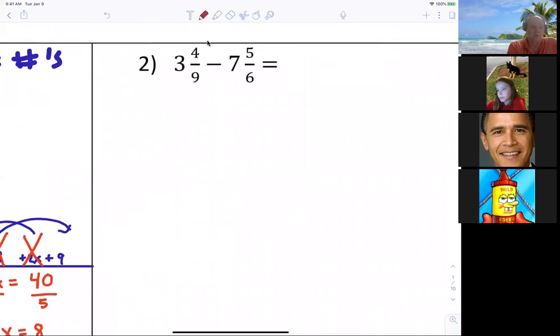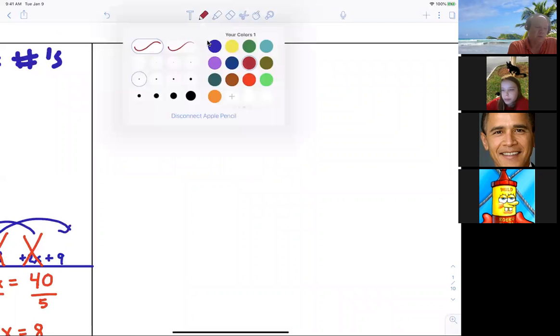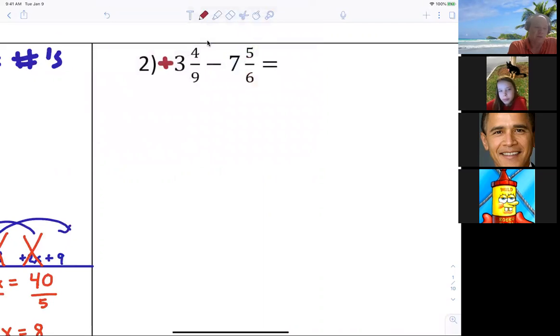Now, we're going to do the fractions. Are we going to add these fractions or subtract them? We're going to subtract them, because one is positive and one is negative. So here we go. Fractions are easier if you stack them on top of each other.